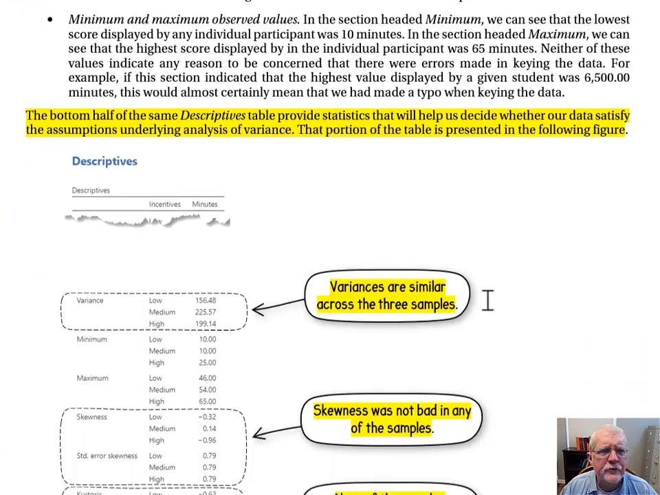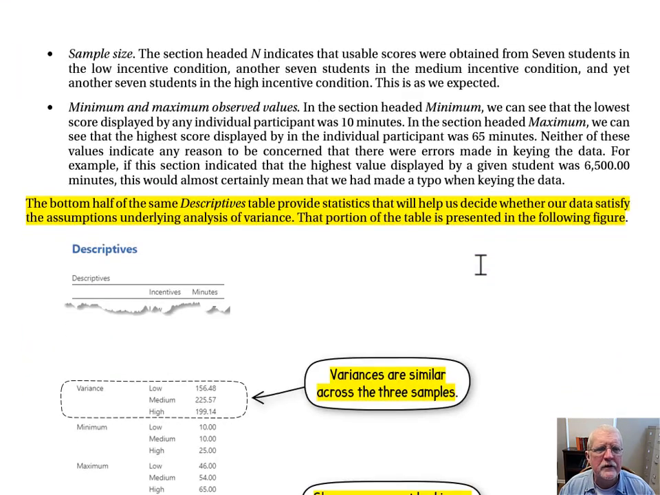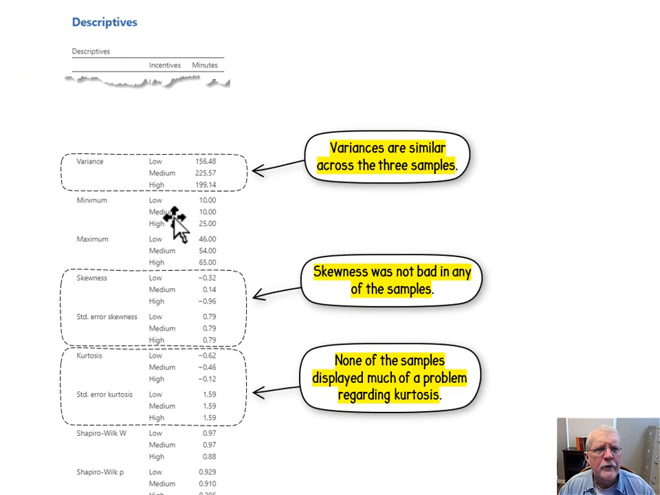Continue to page 24. If we were still looking at the same descriptives table, we would see more. The bottom half of the descriptives table provides statistics that will help us decide whether our data satisfy the assumptions underlying analysis of variance. That portion of this table is presented in the following figure. Once again, where am I? I'm on page 24. The row that presents variances for the conditions shows that variances are relatively similar across the three samples. We'll take a closer look at that a little bit later.